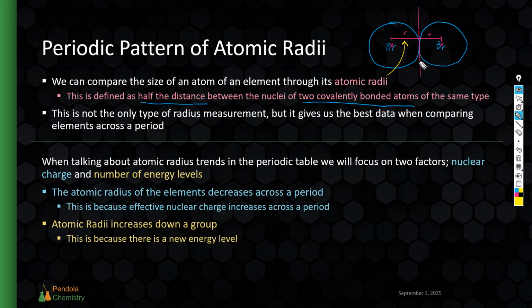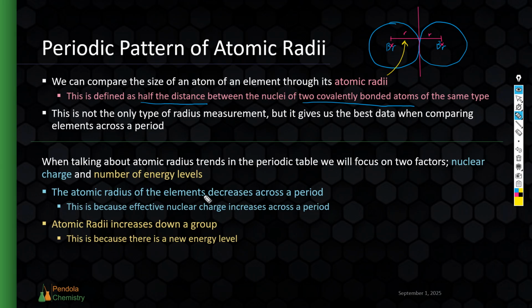Now, this is not the only type of radius measurement. This is what we call the atomic radius. But we can use similar ideas for the radius of ions in ionic compounds. We can use similar ideas for the radius of metals in metallic bonding, so in something like gold or silver purely, because those things don't covalently bond. Atomic radius is, however, defined as half the distance between covalently bonded atoms. If we were talking about something like metallic radius, that would be half the distance between two metallically bonded atoms, and so on and so forth.